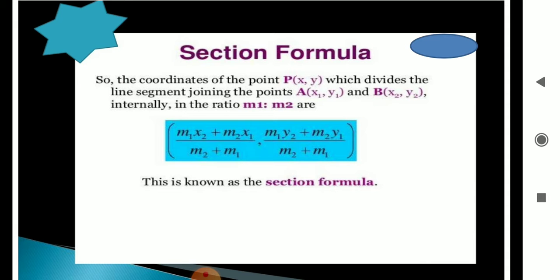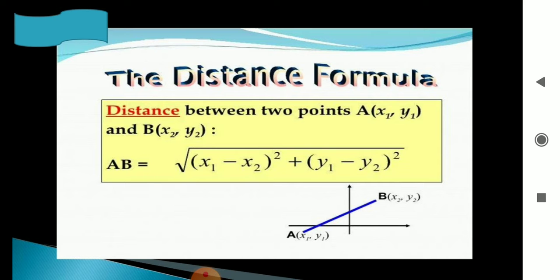Now section formula also we discussed. In this you can see, suppose that we have point P given, and this is dividing the line AB in ratio m1 to m2. In that condition, the coordinates of P will be m1x2 plus m2x1 upon m1 plus m2, and the y coordinate will be m1y2 plus m2y1 upon m1 plus m2. This is known as the section formula.